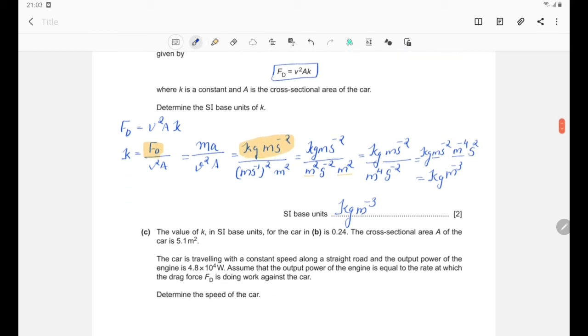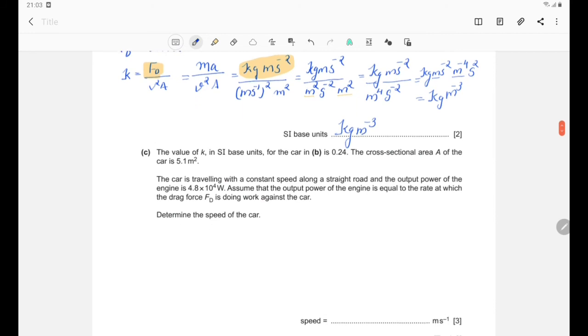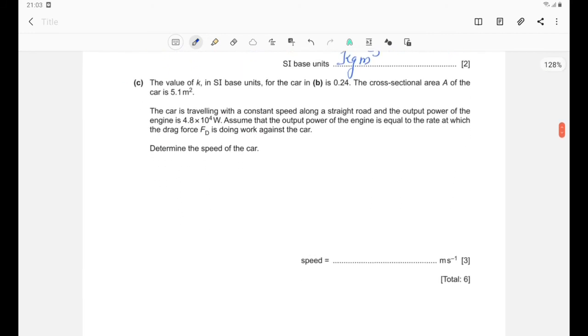Question number 1 part C. The value of k in SI base units for the car in B is 0.24. So this is nothing but the drag force constant which is given. The cross-sectional area A of the car is 5.1 meter squared. Cross-sectional area is also given.